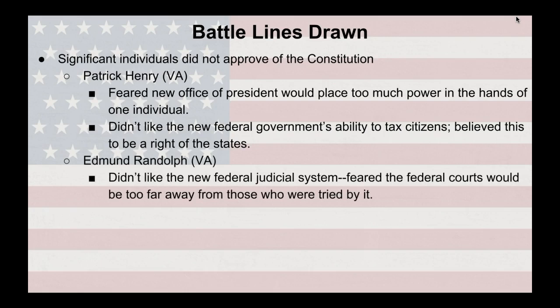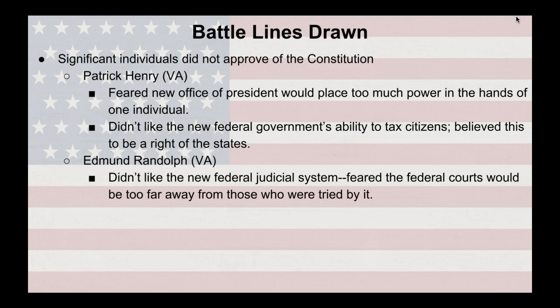Edmund Randolph, also from Virginia, he didn't like the new federal judicial system. He actually feared that the federal courts would be too far away from those who were tried by it. Remember, one of the grievances that the colonists had is that they were not tried by a jury of their peers. They were removed from the colonies, had to stand trial back in Britain.